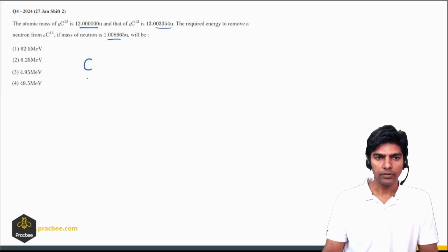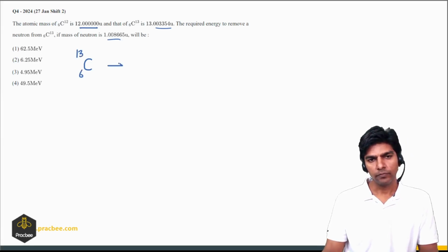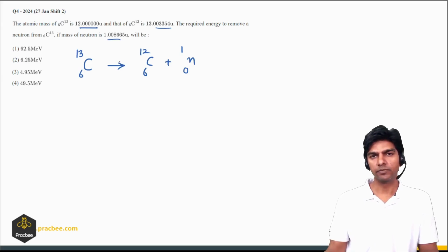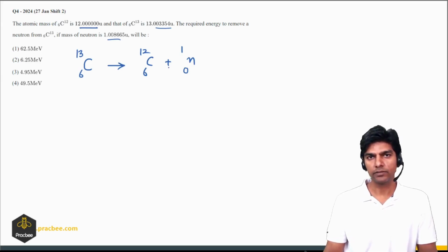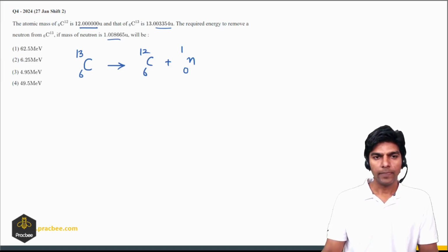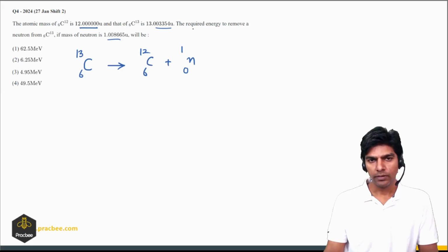So we have carbon 13 and we are removing a neutron. So this is carbon 12 and the neutron can be written with mass number as 1 and the atomic number as 0. Something like this, right? So this is the balanced nuclear reaction. And we have to find the required energy to remove the neutron.